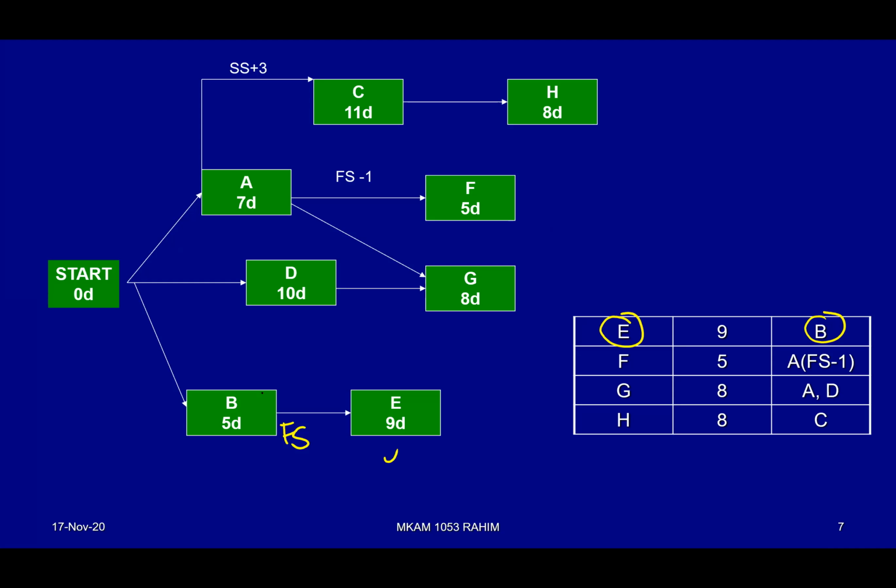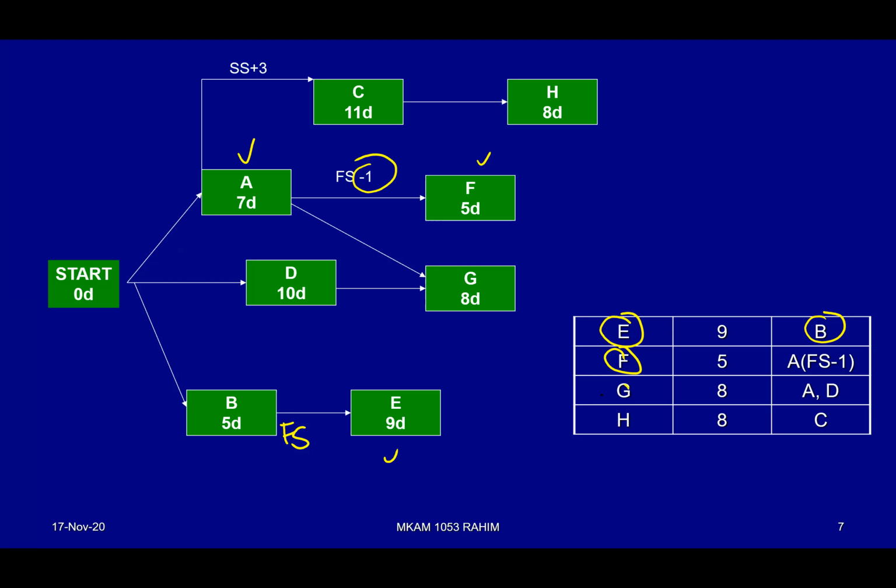Automatically people will understand. Then how about F? Okay, F, the predecessor is A, sorry. F is here, predecessor is A. But the type of relationship is also finish to start with negative lag. So we indicate those things.